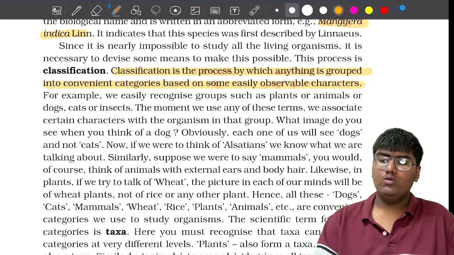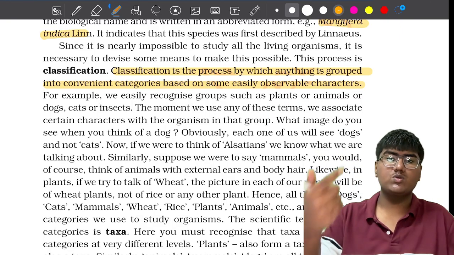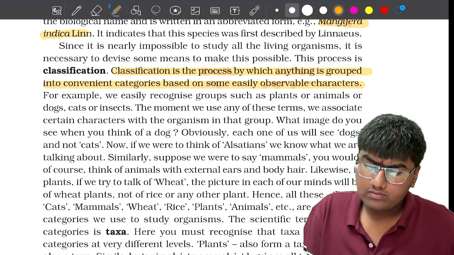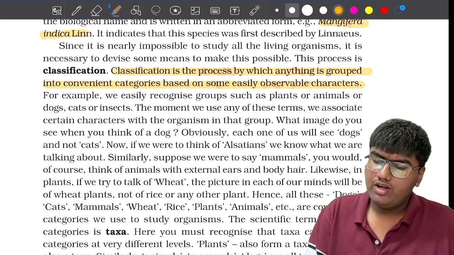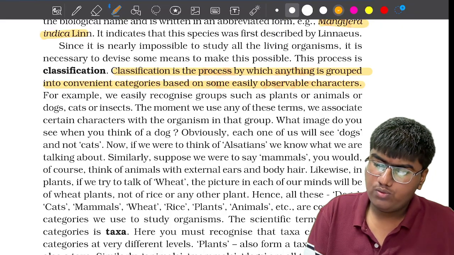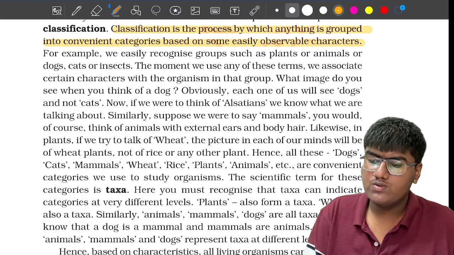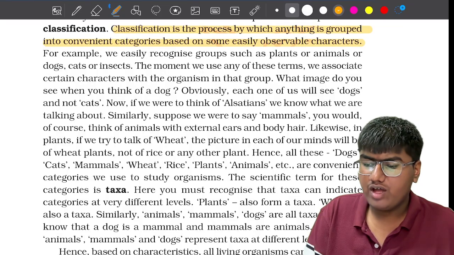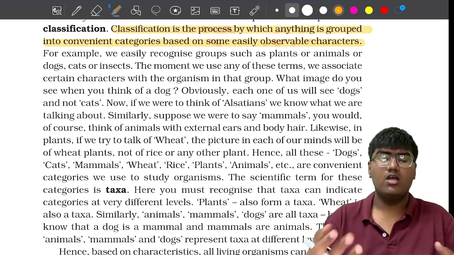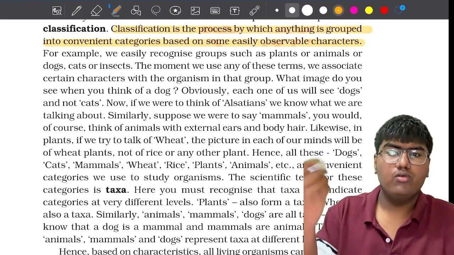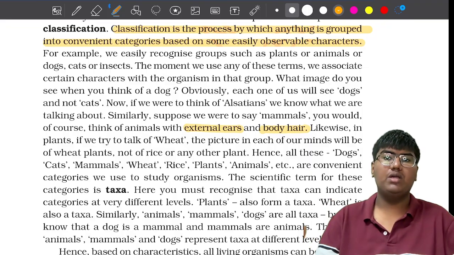The moment we use any of these terms, we associate certain characters. Dog means we have a certain associated image with it. Obviously, each one of us sees dogs and not cats. Similarly, if we were to say mammals, you would of course think of animals with external ears and body hair. If I say mammals, we would obviously come to a point where all those animals having external ears and body hair would come under mammals.